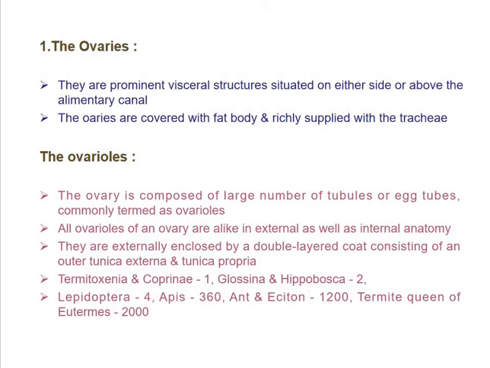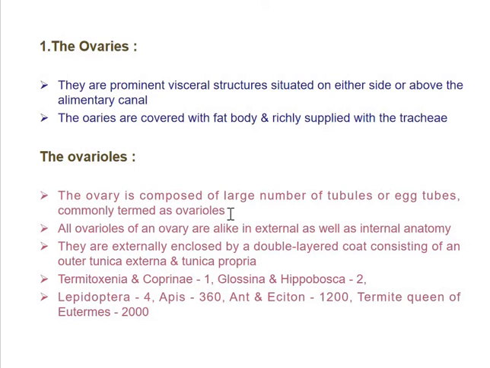So we are discussing the ovarioles. The ovary is composed of a large number of tubules or egg tubes, and such egg tubes are commonly termed ovarioles. Such ovarioles are the functional units of the ovary, inside which the development of the female gametes, that is the process of oogenesis, takes place, and finally the ova are discharged into the lateral oviduct.